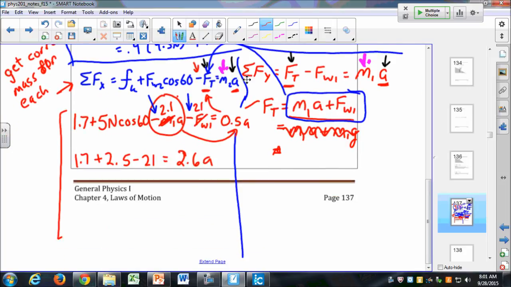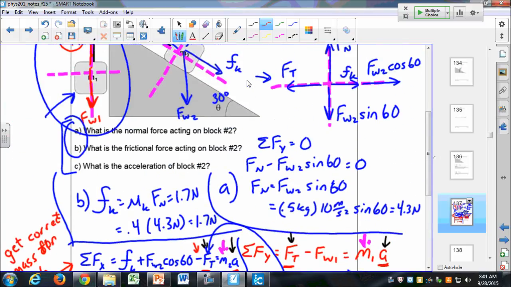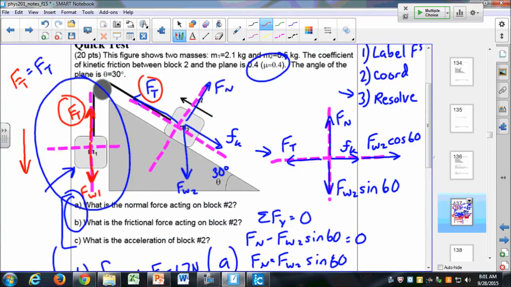Let's see. So here, if I get the acceleration, that's going to be 1.7 plus 2.5 minus 21 divided by 2.6. I get the acceleration is minus 6.5 meters per second squared. Notice that it is negative, which we would expect because our acceleration is in this direction for that block, and our acceleration is in this direction for that block, both of which are in the negative, either the x or the y direction. All right?